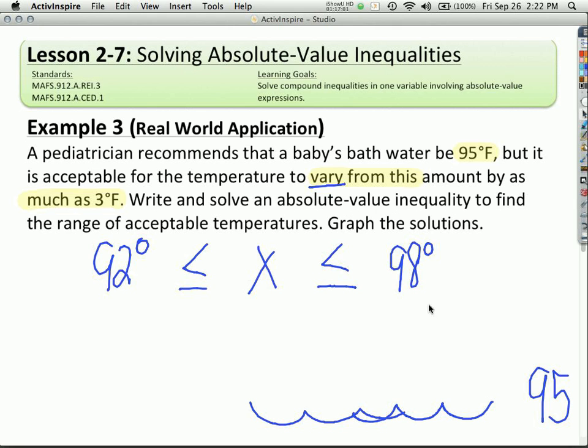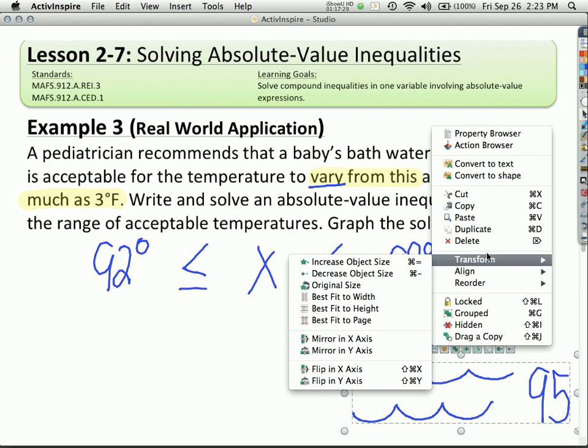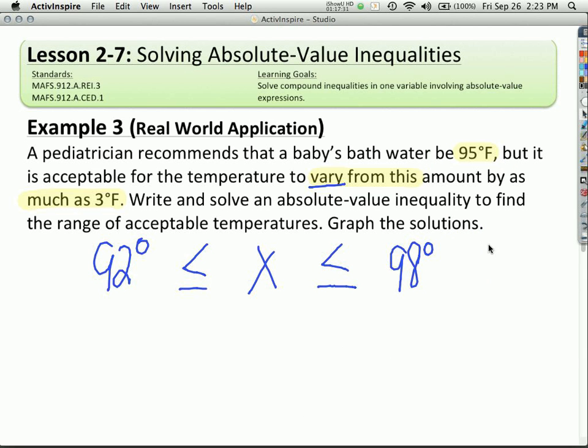Just think about it. The doctor said 95 degrees, but you can vary it as much as 3 degrees, which means you now have a range. It could be 92, 93, 94, 95, 96, 97, or 98 degrees, or any decimal in between. So an and inequality, just like Garion said, really represents a range of numbers. That's what you're seeing here, a range of numbers. Does anyone have any questions about that?